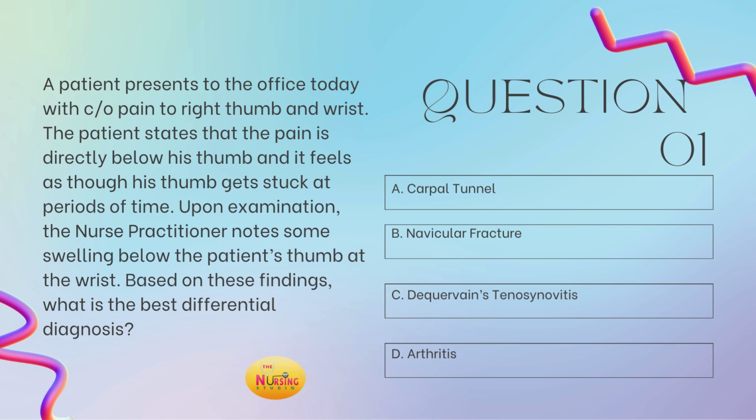Question number one states: a patient presents to the office today with complaints of pain to the right thumb and wrist. The patient states that the pain is directly below his thumb and it feels as though his thumb gets stuck at periods of time. Upon examination, the nurse practitioner notes some swelling below the patient's thumb at the wrist. Based on these findings, what is the best differential diagnosis? Is it A, carpal tunnel, B, navicular fracture, C, de Quervain's tenosynovitis, or D, arthritis?